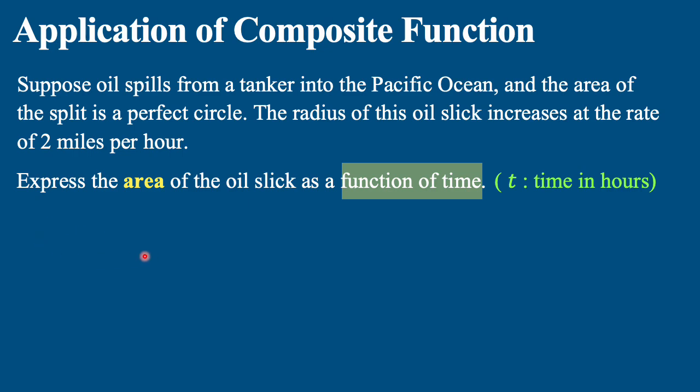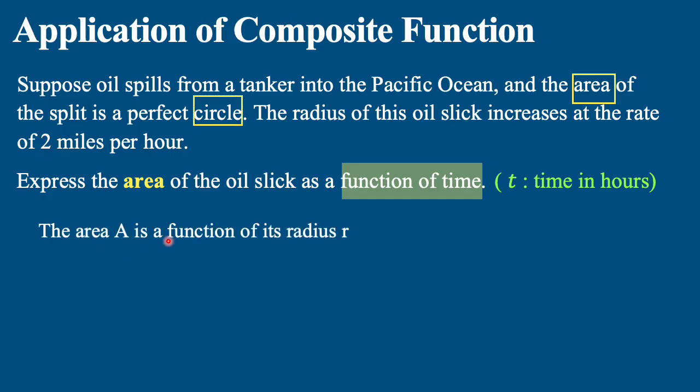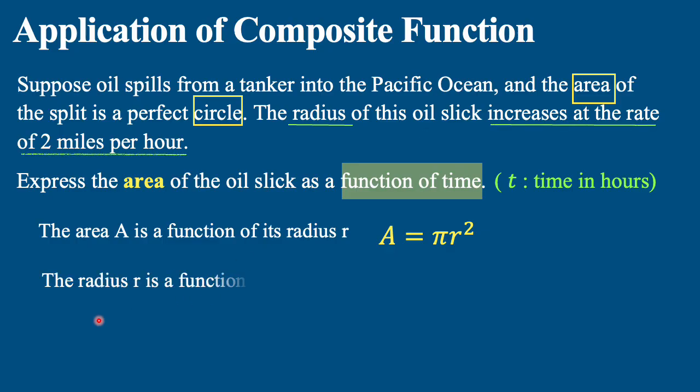Let's just start. Area is a circle, which means area is a function of radius. The area of a circle is pi r squared. But the radius increases at the rate of 2 miles per hour, so the radius depends on time. Every hour it increases by 2. So the radius is going to be 2t.